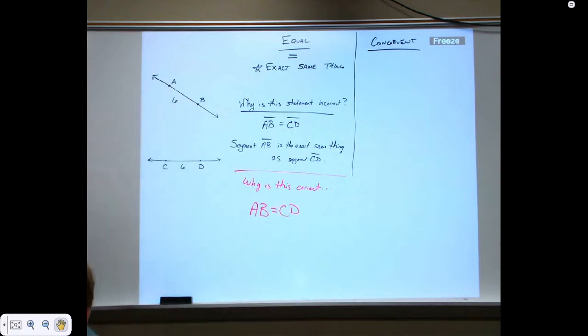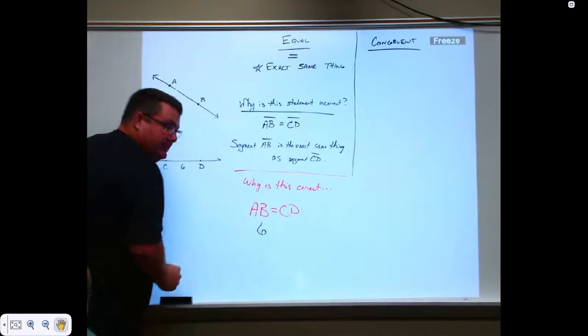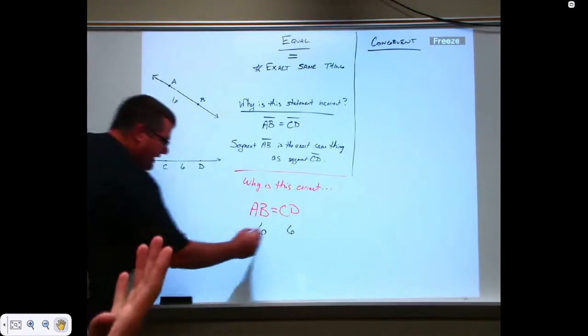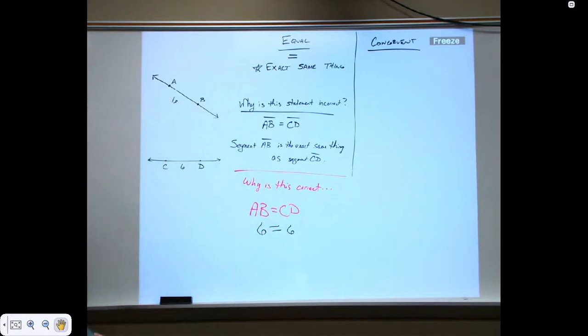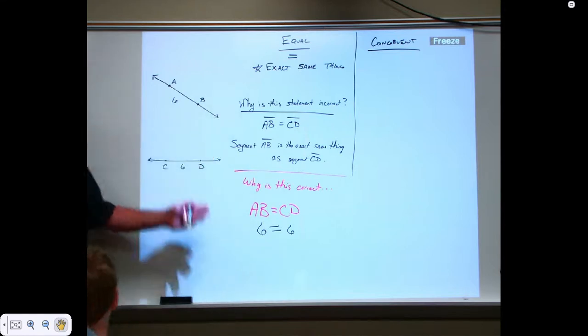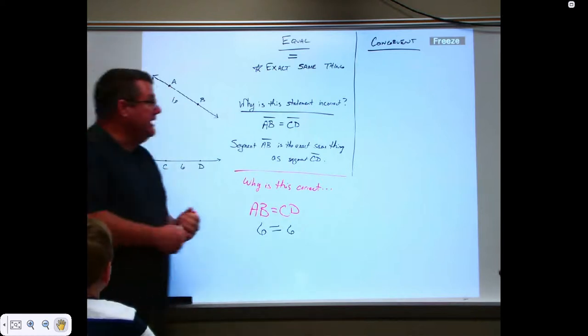Why is that correct? Because the distance from A to B is the same as the distance from C to D. Distance from A to B is what? 6, right? The distance from C to D is what? Are they the exact same thing? Yes. Is 6 the exact same thing as 6? Okay. So that's why we need something besides equal to say that these are the same size, right? Well, guess what? They're congruent.